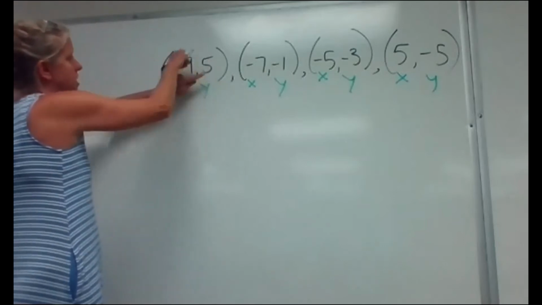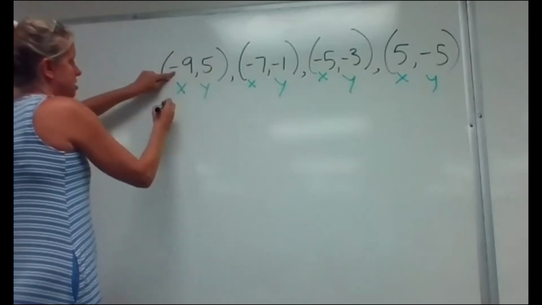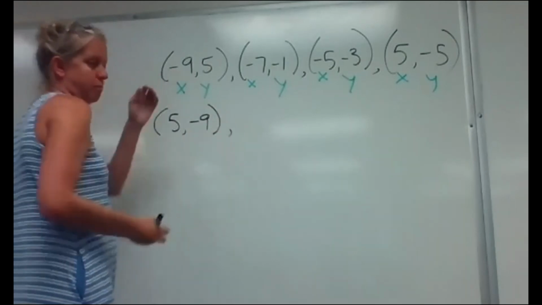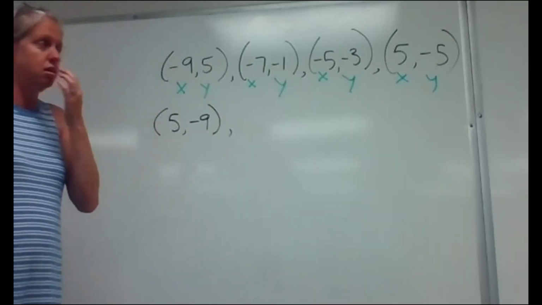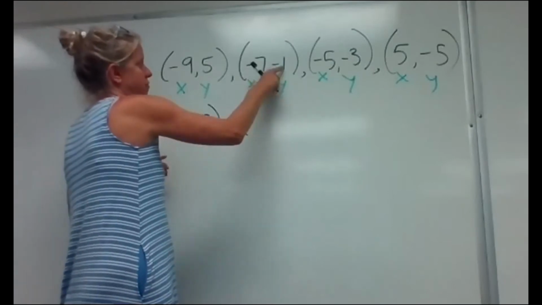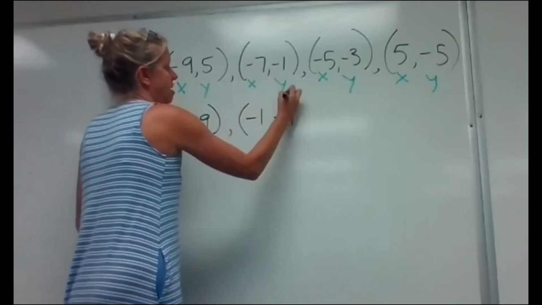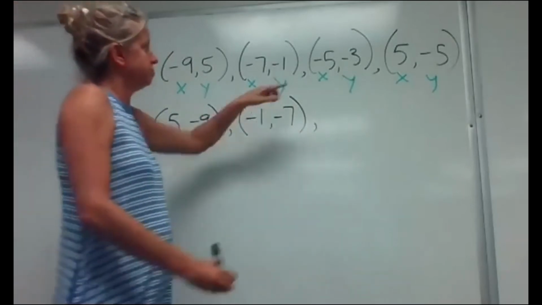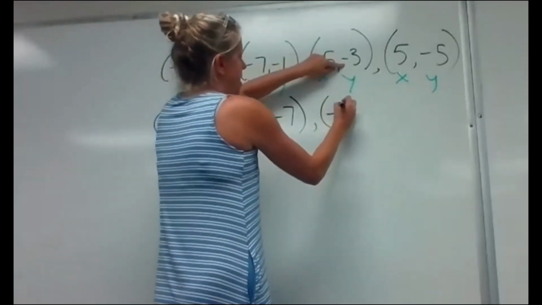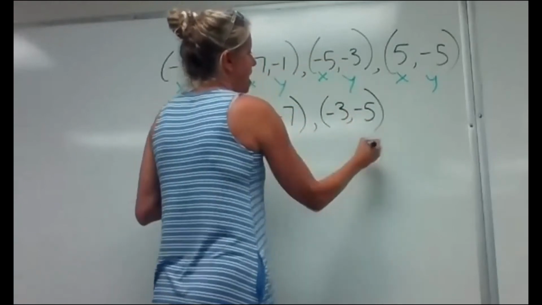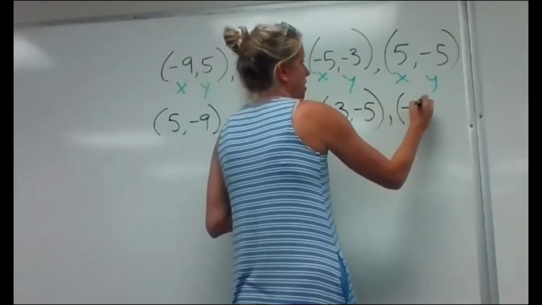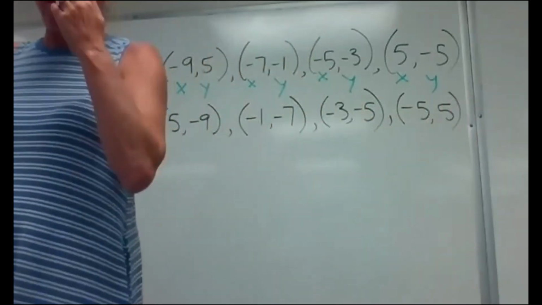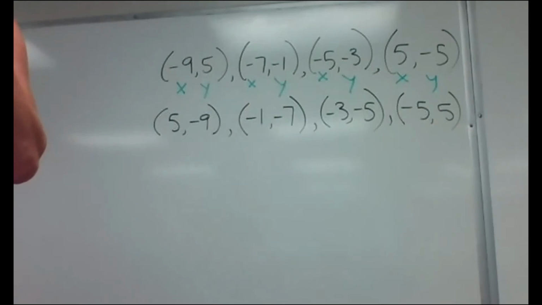So all you're doing is inverting the x and y. So this is going to turn into (5, -9), comma. Open parentheses, flip-flop, (-1, -7), comma. Flip-flop, (-3, -5), comma, and then flip-flop the last one, (-5, 5). So that's all you're doing on number 1, is flip-flopping the x and y's.